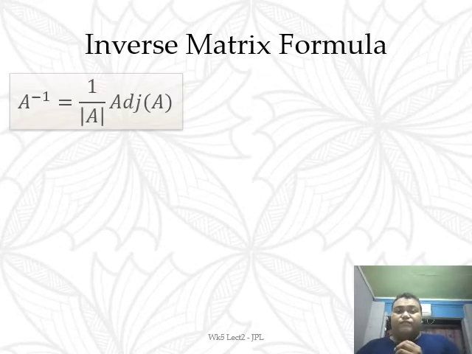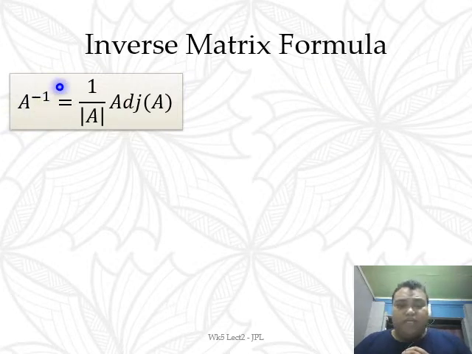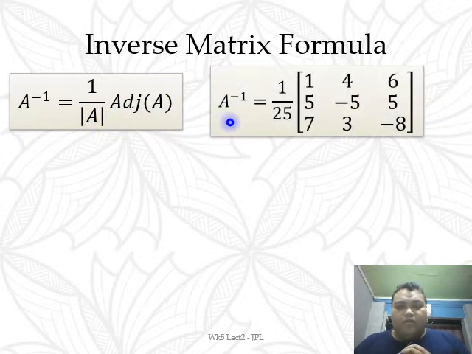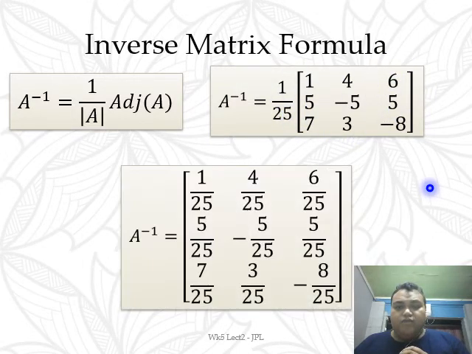To find the inverse we use the formula: the inverse of A is equal to 1 over the determinant of A multiplied by the adjoint of A. So 1 over 25, that's the determinant, and then you multiply it with the adjoint, and you get your inverse as such.